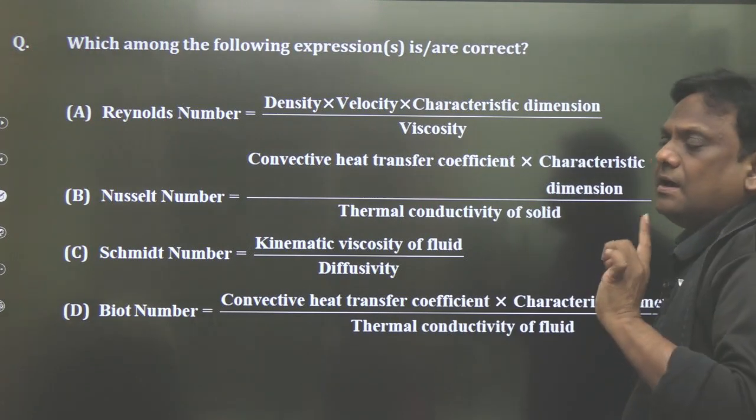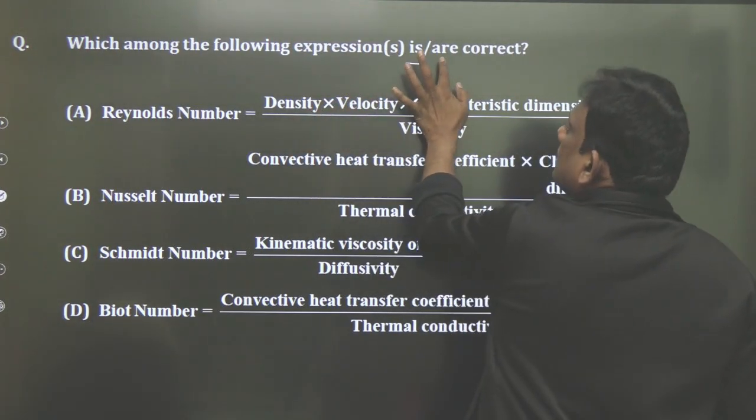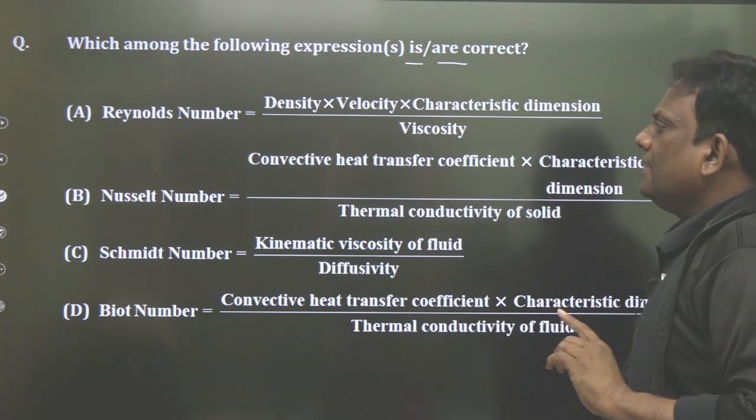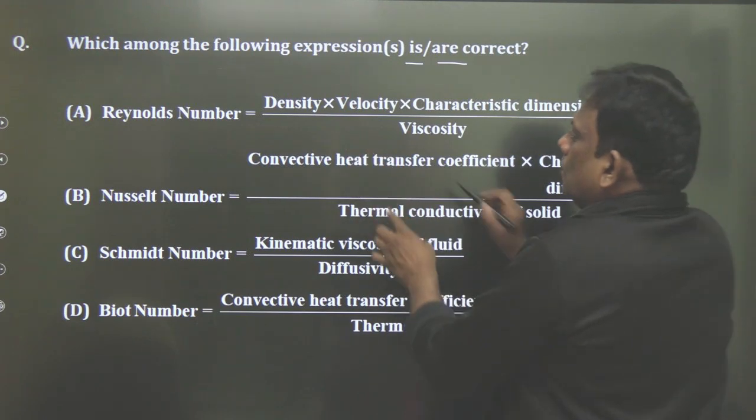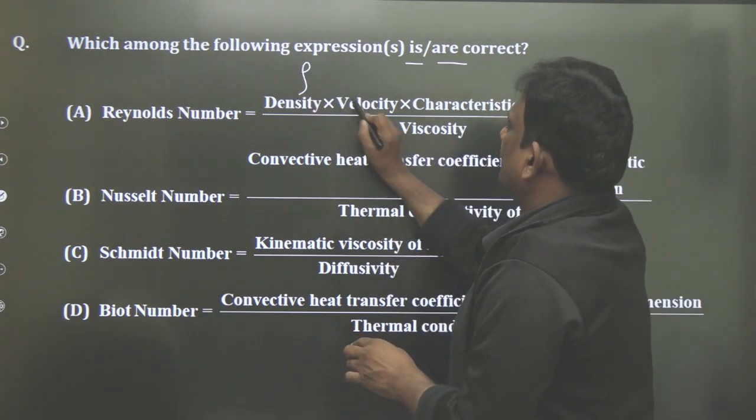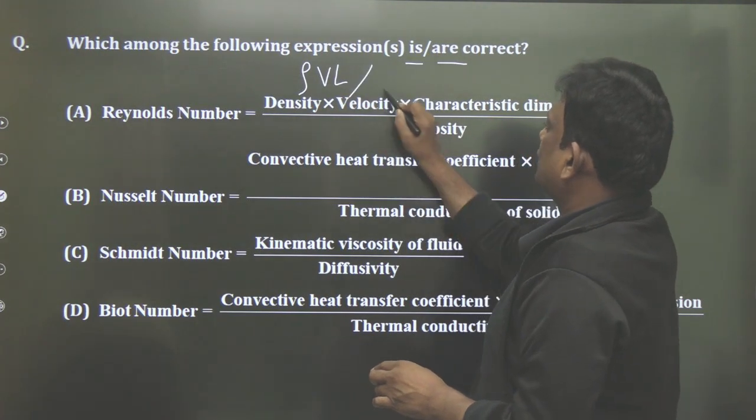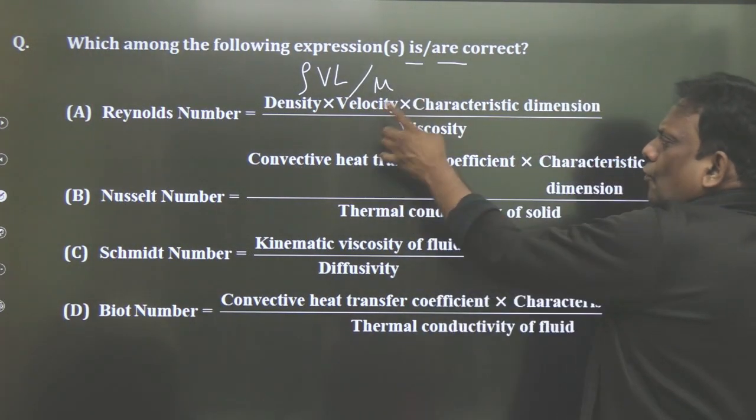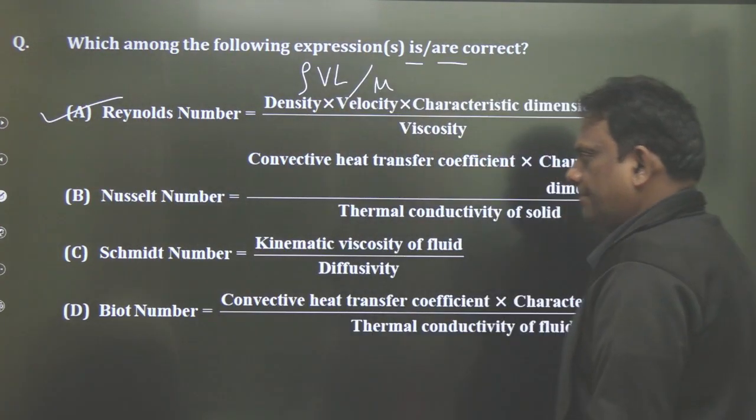This is a multiple select question. Which among the following is correct? Look, Reynolds number: rho is density, V is velocity, L is characteristic dimension, by viscosity mu. Yes, it is correct. Rho V L by mu. This is correct.